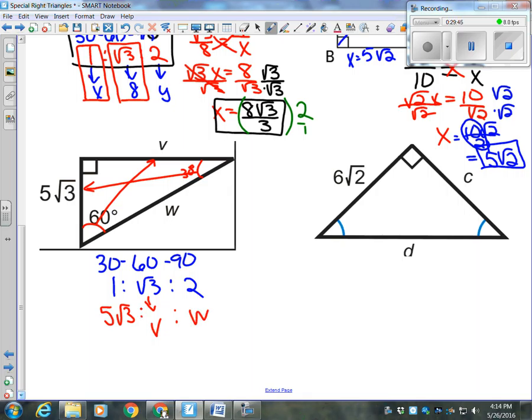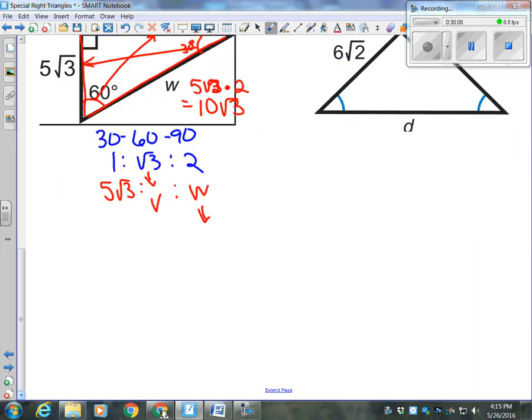Now, I can do one of these pretty easily, so I'm going to do W. You remember the relationship between the short side and the long side? Isn't the long side twice as long as the first side? So this would actually be 5 square root of 3 times 2. I believe that makes it 10 square root of 3. So I actually just reasoned out W because of my known answer.